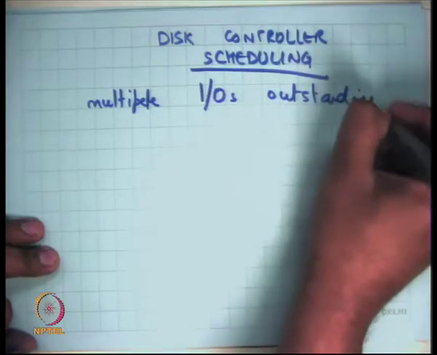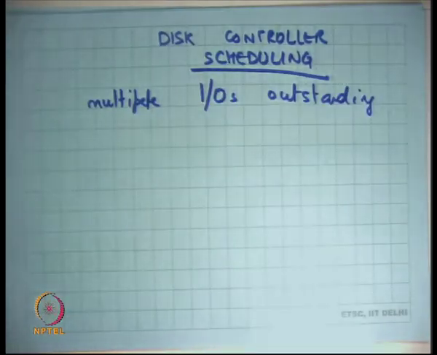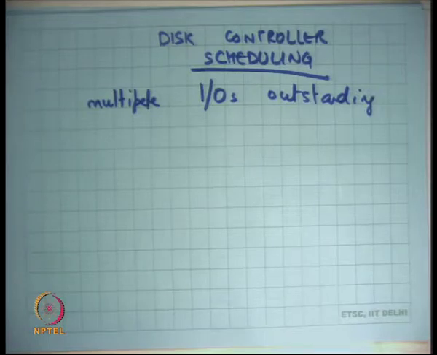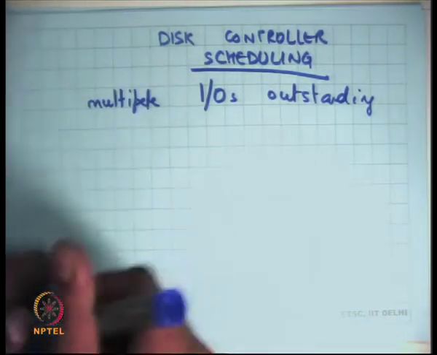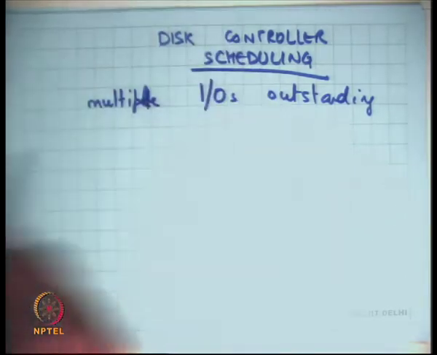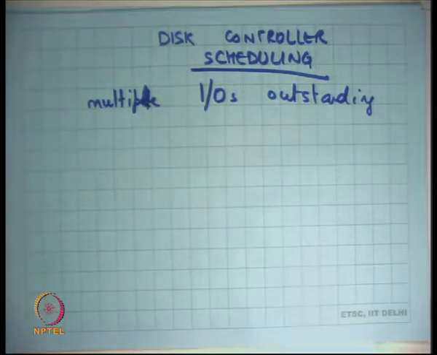It has to decide which IO to serve first. By IO I mean a read or a write request. So it has to decide which IO to service first, and it seems intuitive that the more flexibility the disk controller has, which means the more outstanding requests there are, the better job it can do at scheduling it.